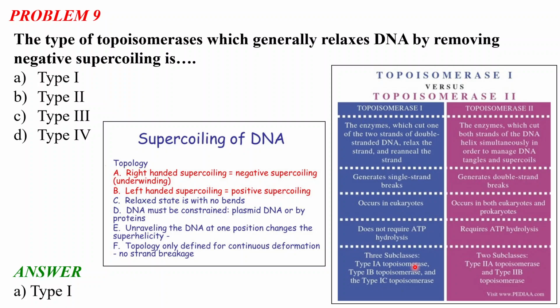So, the type of topoisomerase which relaxes DNA by removing negative supercoiling is topoisomerase 1. Okay, now the next question.